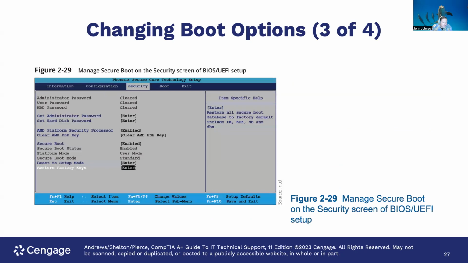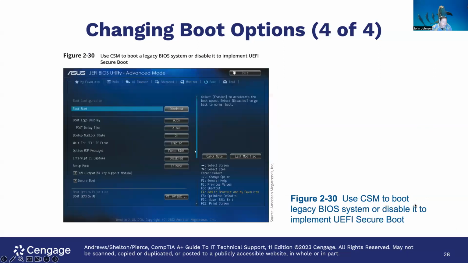So here is the screen that deals with the security. And you can look in here at all the different options that you have for secure boot. You can set your administrator password, your user password, and a password for the hard disk itself. So there's a lot going on here. You can set your secure boot to enabled or disabled. It shows your status there. So there's a lot of nice security features here.